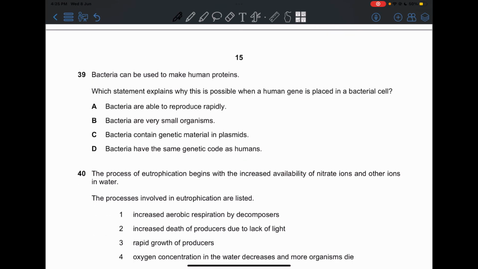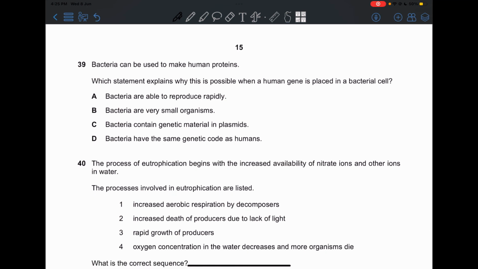39. Bacteria can be used to make human proteins. Which statement explains why this is possible when a human gene is placed into a bacterial cell? A says bacteria are able to reproduce quickly. Now this is not specific for the bacteria, so this is not going to be correct. B, bacteria are very small organisms. This is not going to matter when a human gene is placed into the bacterial cell, so this is incorrect. C, bacteria contain genetic material in plasmids. Now this is not the explanation, so the answer is not going to be C.